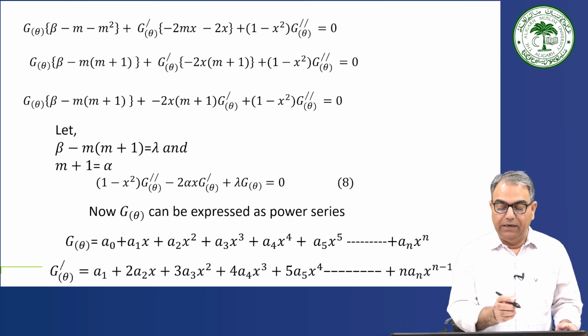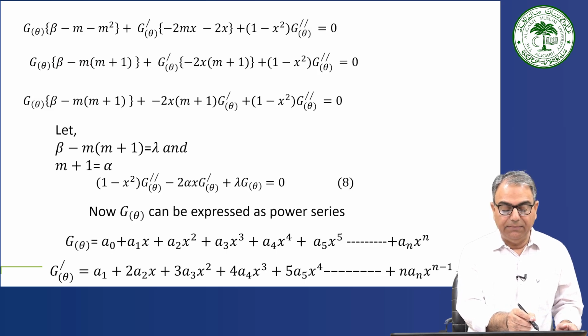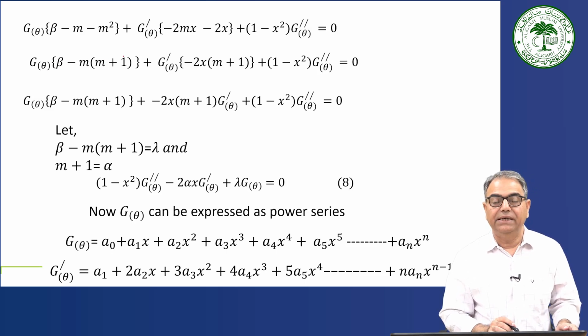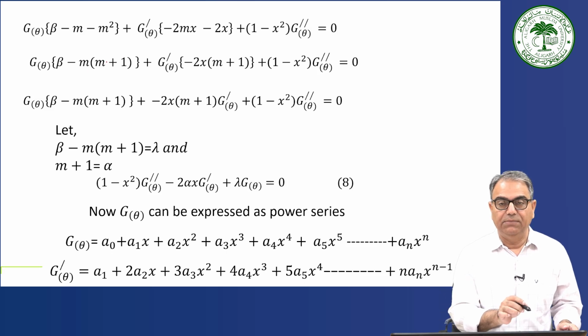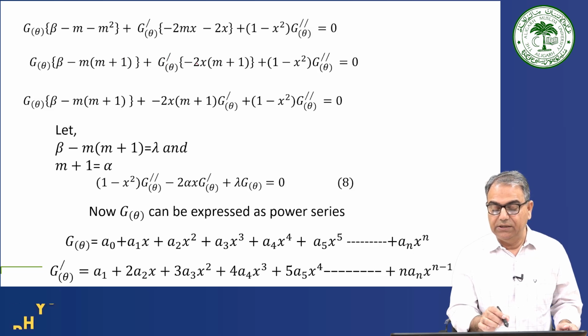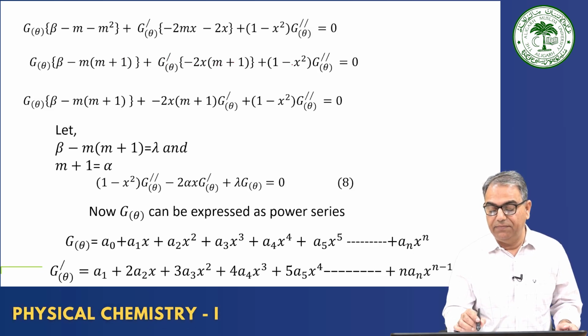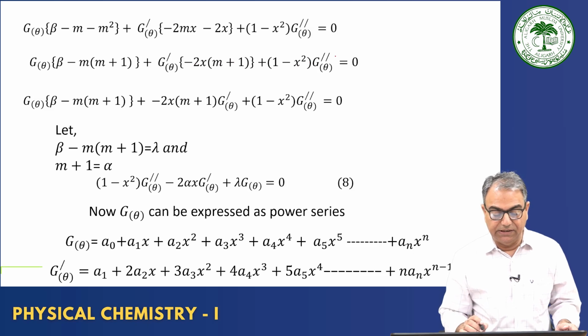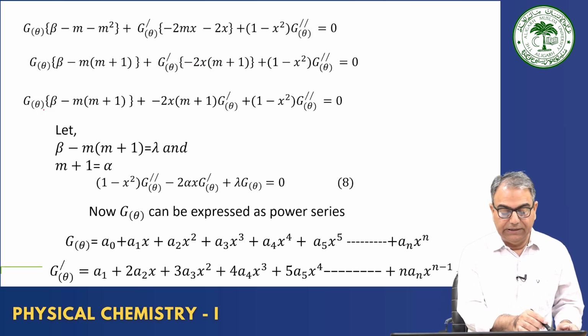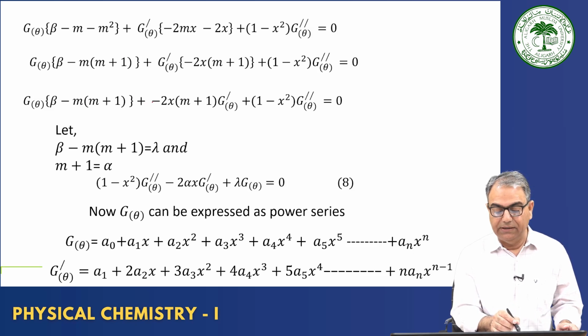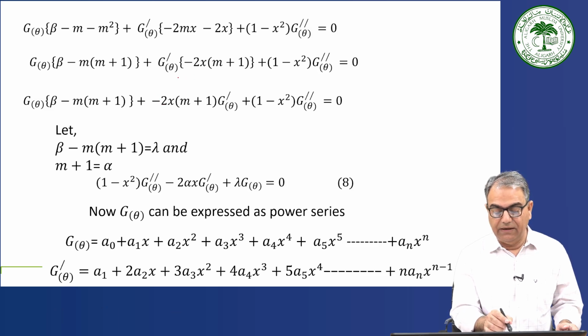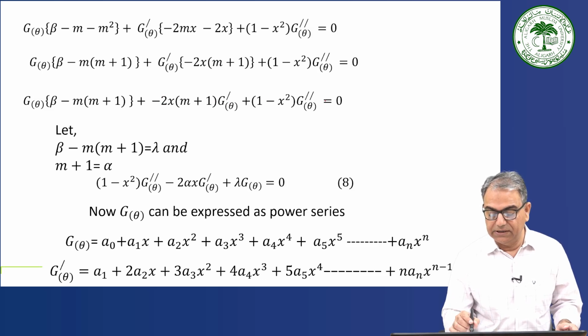Okay. A little rearrangement again, beta minus m into m plus 1 we can write. M minus m square I have written in another form, m into m plus 1. And then again g prime theta 2x m plus 1, and then 1 minus x square g double prime theta, same as such. So for g theta from this equation we can write beta minus m into m plus 1, minus 2x, I have brought outside, minus 2x m plus 1 into g prime theta, and 1 minus x square this one.